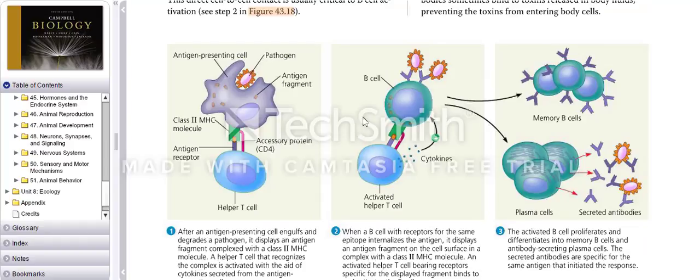This is just a representation of what we had learned initially with the helper T cell. You have the accessory protein, that class 2 MHC molecule. The receptor has to fit here. This has to be presented. Pathogen comes in and is engulfed by the antigen presenting cell. And then the helper T cell emits cytokines, which it does not show here. But this is what we learned initially, and this is the same thing, except with a B cell.